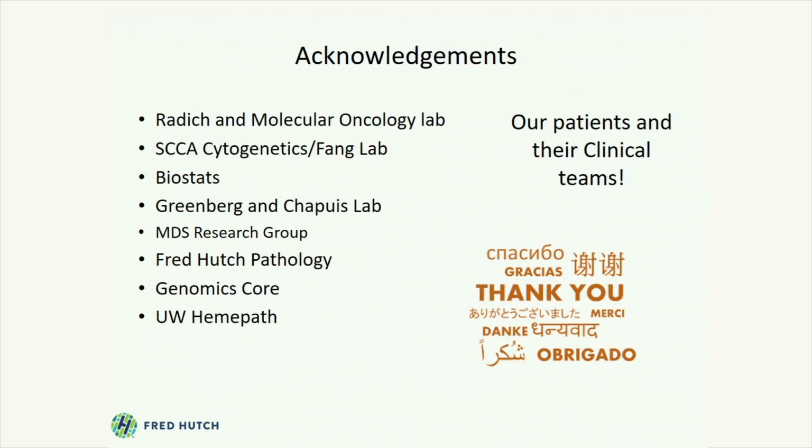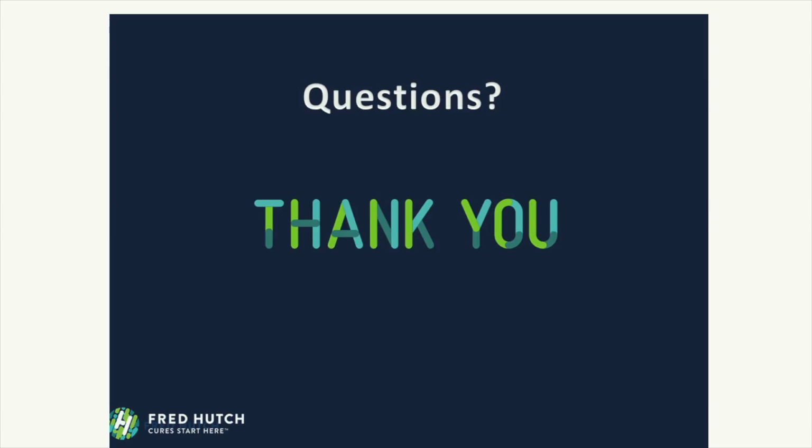But the acknowledgements are most important. Our patients and their clinical teams, none of this would be possible without our patients and the donation of their samples. The Radich lab and the molecular oncology lab has done most of this work, as well as cytogenetics in the FANG lab. Biostats, Greenberg, Chapuis with all the immune therapy work. The MDS research group that I'm a part of, and Fred Hutch Pathology, where a lot of these transplant on AML samples are from. Genomic score and HemePath, of course. Questions?